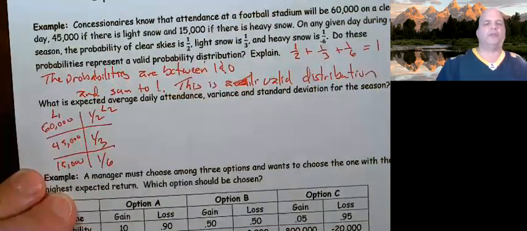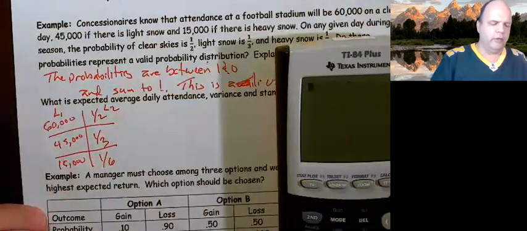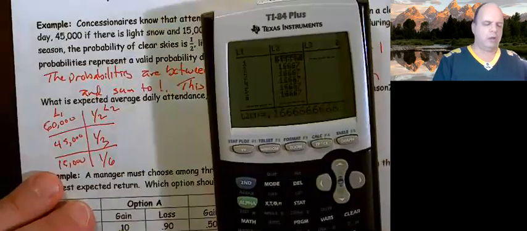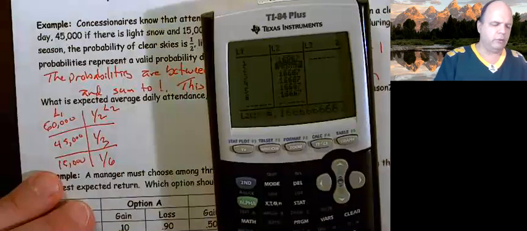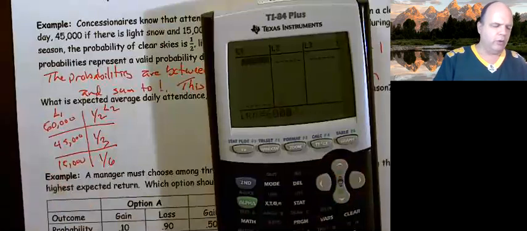Probabilities are always going to L2, so that means the 60, 45, and 15 go into L1. So stat edit, arrow up, clear, enter, arrow up, clear, enter. And we're going to go 60, 45, 15 in L1. Then in L2: 1 divided by 2, 1 divided by 3, 1 divided by 6.